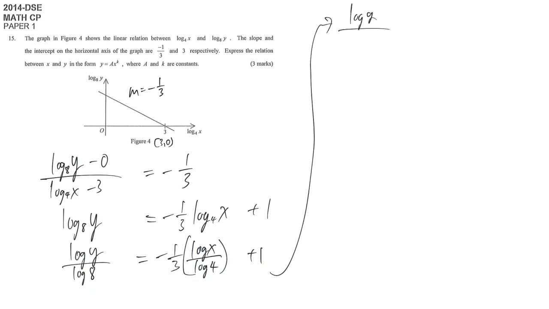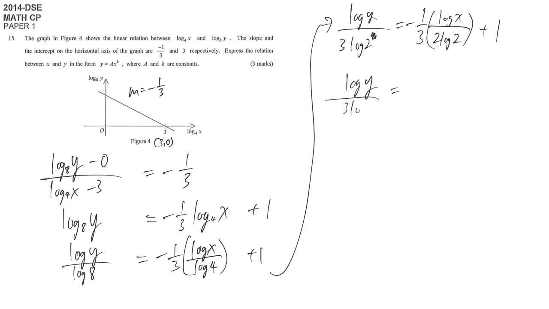Log y divided by log 2 to the power 3, or immediately, you may just directly write down 3 times log 2, is equal to -1 over 3 times log x divided by 2 log 2, plus 1. Tidy up a little bit. We have log y divided by 3 log 2 equals negative log x divided by 6 log 2 plus 1.